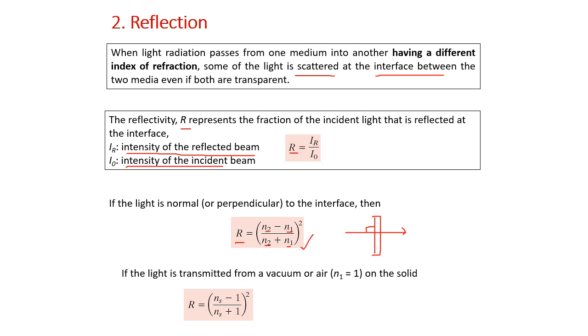If the light is transmitted from a vacuum or air onto the solid, we can use this kind of formula, (ns minus 1) over (ns plus 1), where ns is the refraction index of that particular solid.